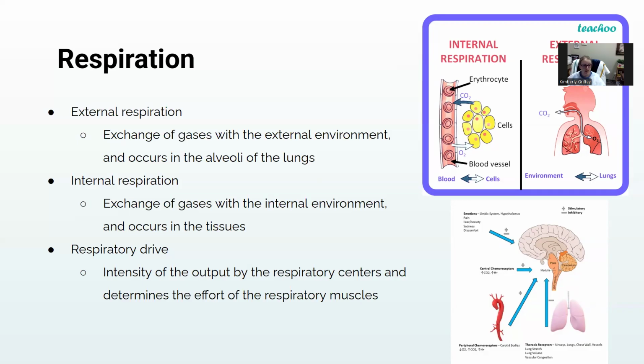And then you have respiratory drive. That's the intensity of the output by the respiratory centers and determines the effort of respiratory muscles. So if you are short of breath, your drive is going to increase. So you're going to breathe faster to get more oxygen where you need it. And do you guys know how oxygen is transported in the blood? Like which component of the lab you're looking at? That's going to be your hemoglobin. So oxygen binds to hemoglobin and is transported throughout the blood.